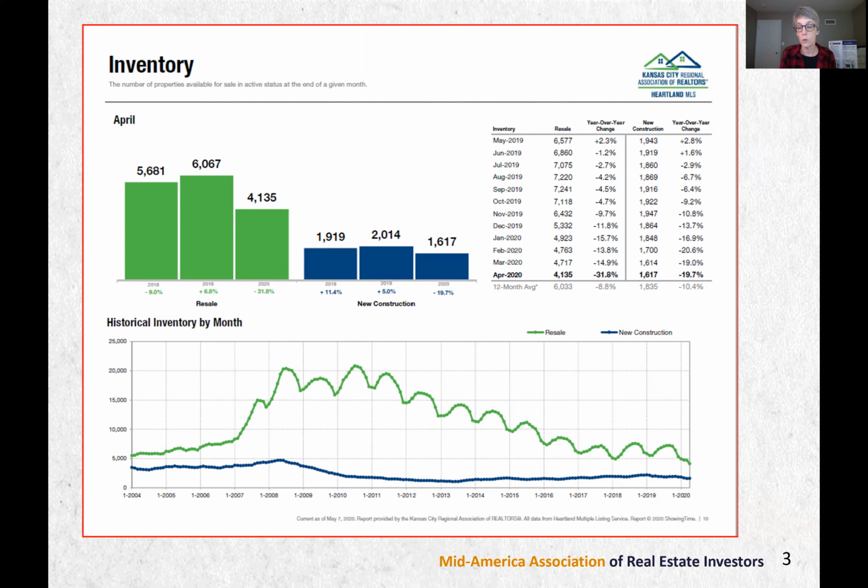So not only do we have all the normal investors, we have DIY buyers, and we also have the builders and hedge funds that have been buying up houses. So that's where all of our inventory has gone.